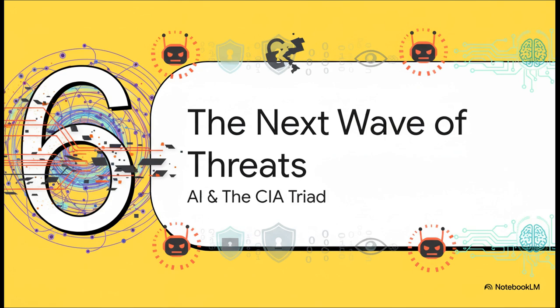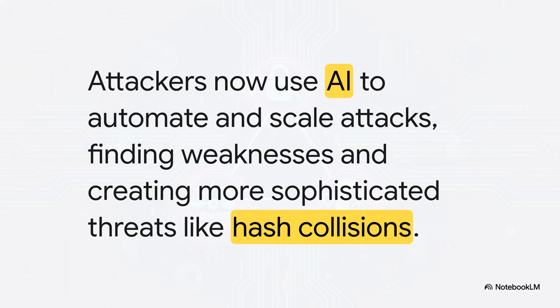So, we've covered the fundamentals, we've nailed down the triad. But we can't stop there. We have to look ahead, because artificial intelligence is completely changing the game. The new reality is that attackers are using AI to automate their work and scale up their attacks. For instance, AI can be used to hammer away at hashing algorithms, constantly searching for what we call hash collisions. That's the holy grail for an attacker.